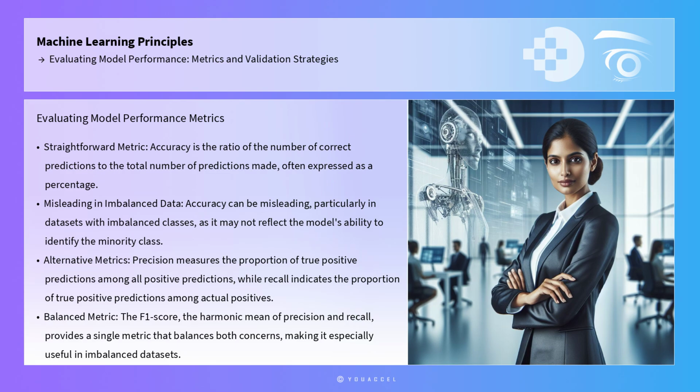Precision measures the proportion of true positive predictions among all positive predictions, while recall indicates the proportion of true positive predictions among actual positives. The F1 score, the harmonic mean of precision and recall, provides a single metric that balances both concerns, making it especially useful in imbalanced datasets.